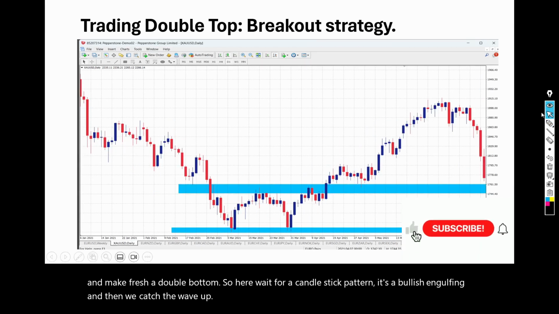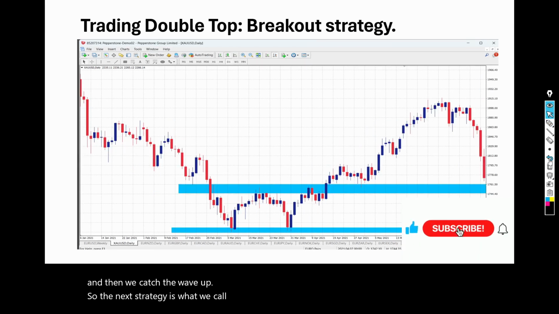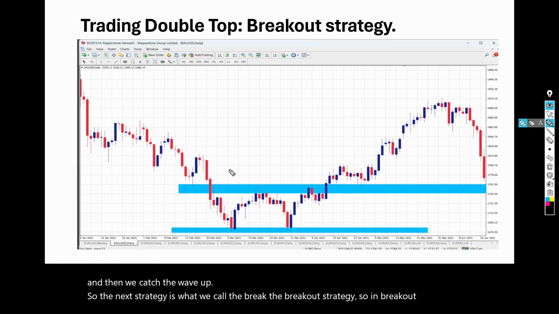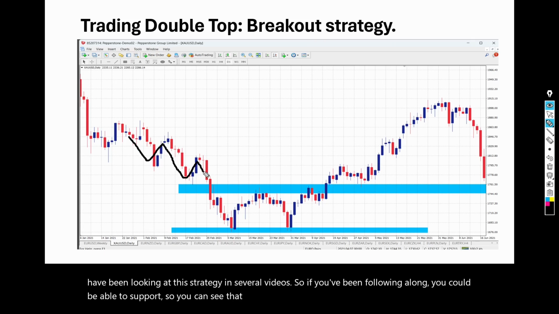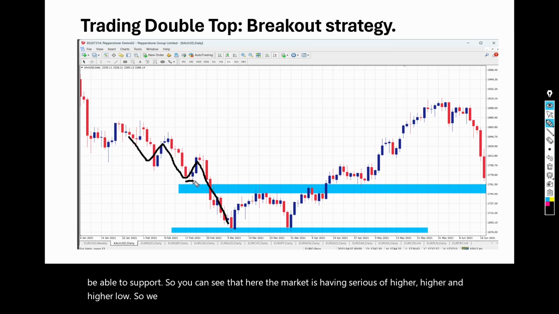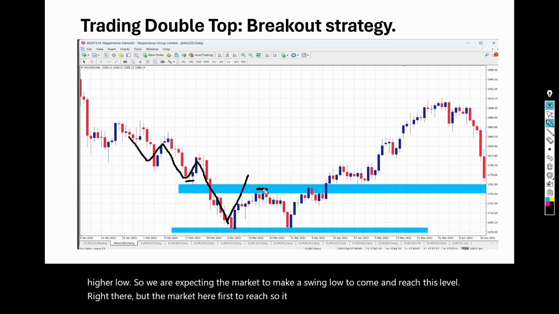So the next strategy is what we call the breakout strategy. In the breakout strategy, we have been looking at this in several videos, so if you've been following along, you should be able to spot it. You can see that here the market is having a series of higher highs and higher lows. So we are expecting the market to make a swing low and reach this level right there, but the market here fails to reach. So it means that the structure has been broken.